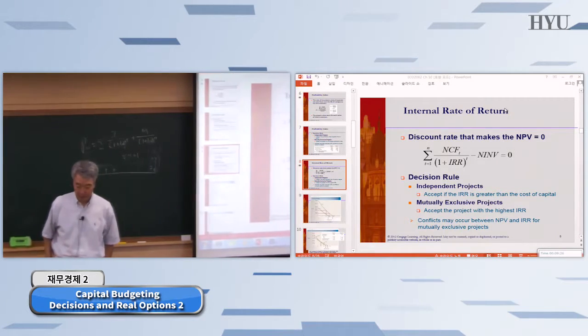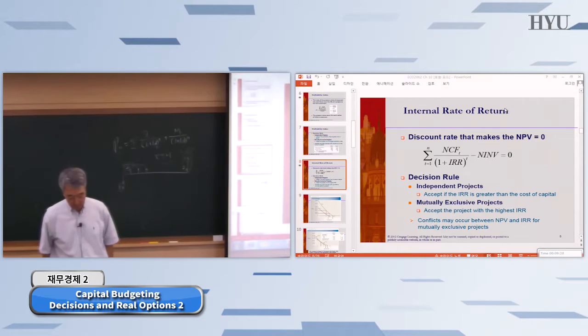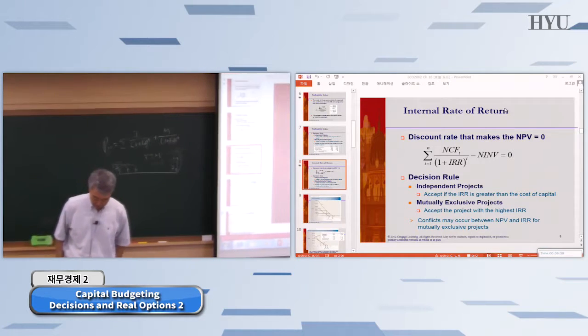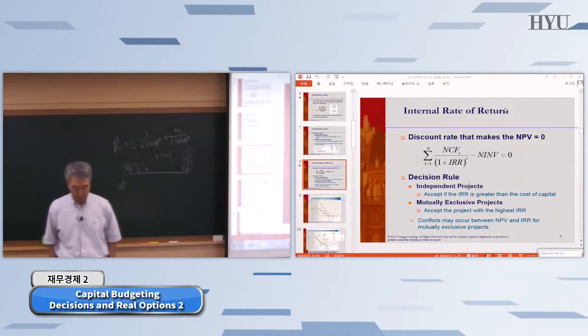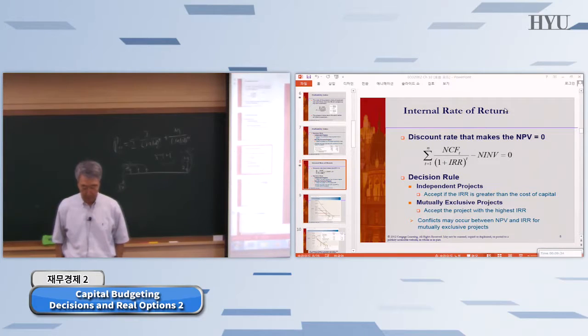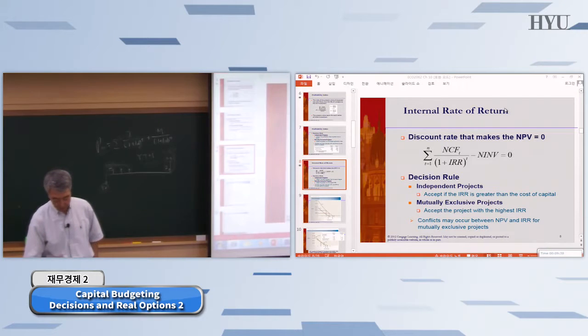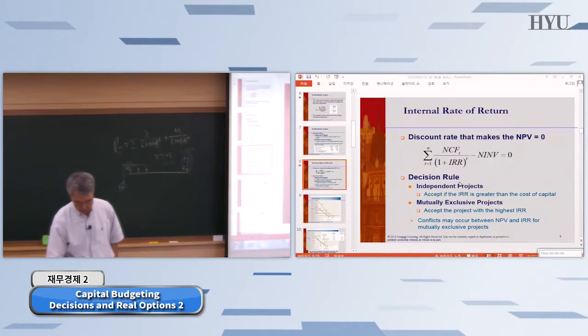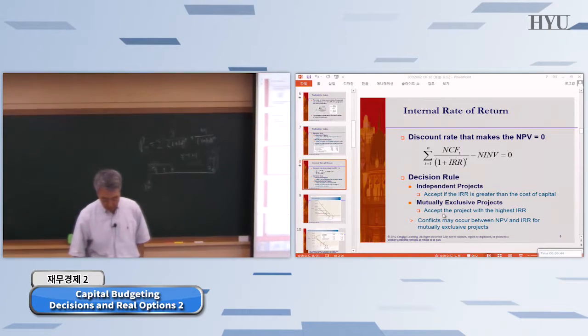It's worth the investment, right? If you're dealing with mutually exclusive projects, then you should accept the one with the highest IRR. If you have to choose one, of course you would choose the one with the highest IRR, right? Here it says conflict may occur between NPV and IRR for mutually exclusive projects. What are we talking about?